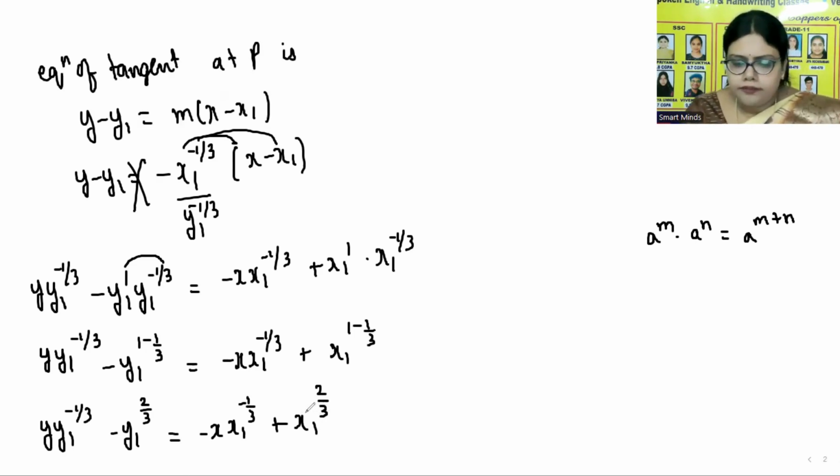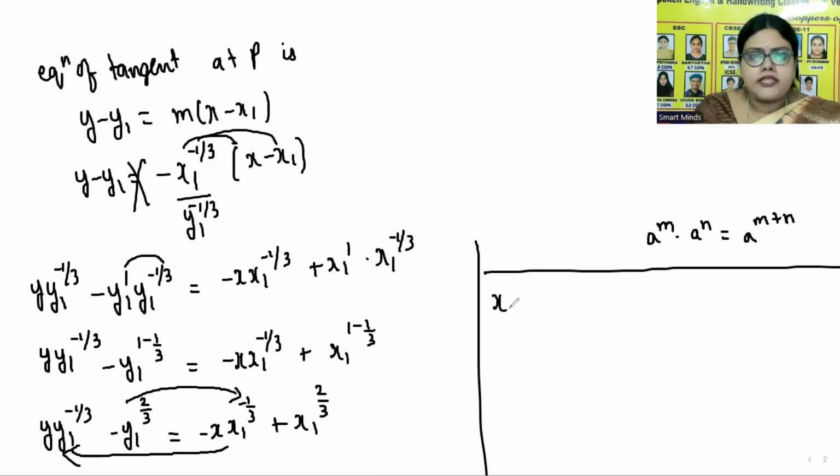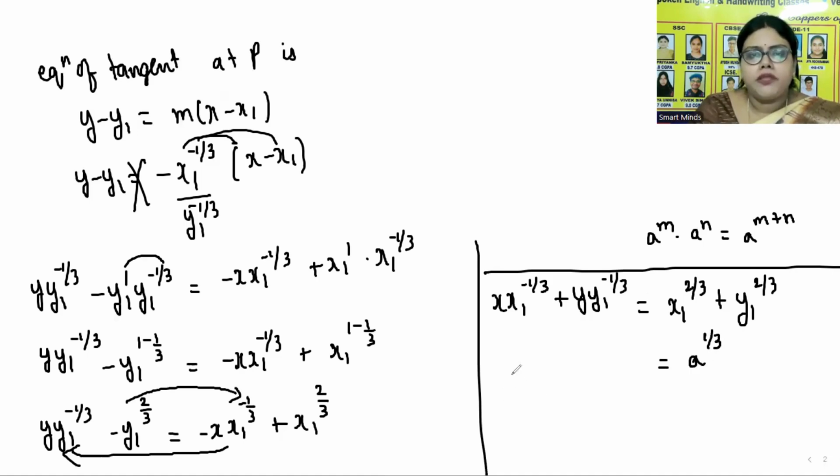Okay. Now what do you get? Now we are taking this x1 power minus 1 by 3 x to this side and y1 power 2 by 3 to that side. So what do you get? You get x1 power minus 1 by 3 x plus y1 power minus 1 by 3 y is equal to x1 power 2 by 3 plus y1 power 2 by 3. But in the question, if you see, what is x1 power 2 by 3 plus y1 power 2 by 3? That is a power 2 by 3.